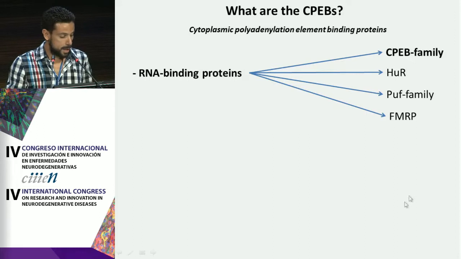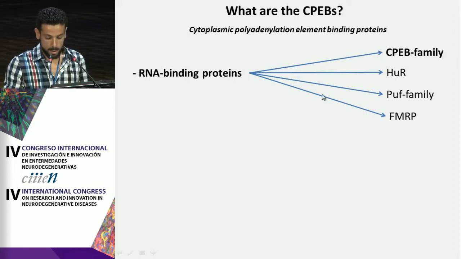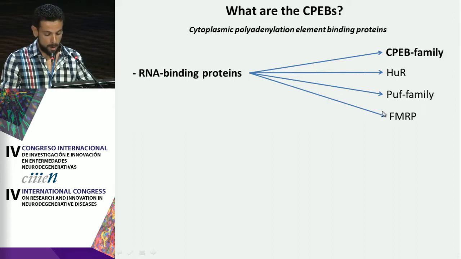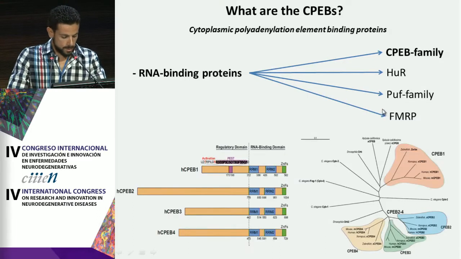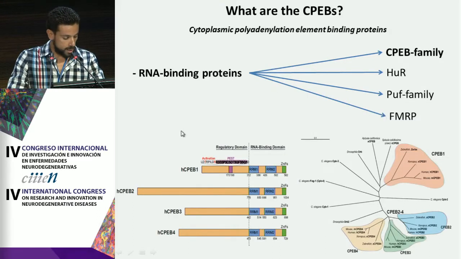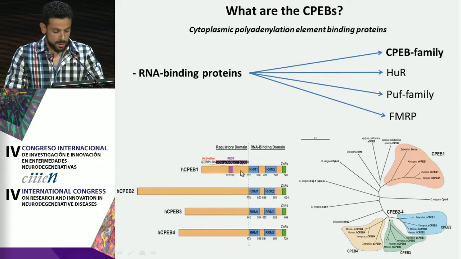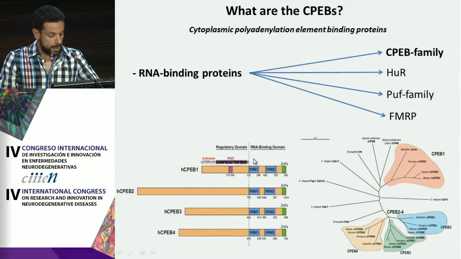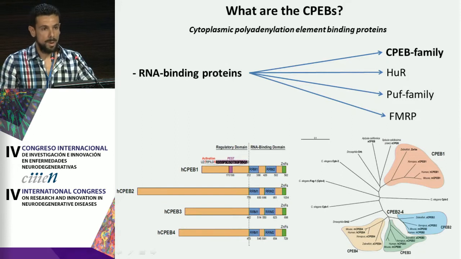CPEBs are RNA binding proteins like the PAF family or FMRP. But CPEB consists of four related proteins, CPEB1, 2, 3, and 4, that share in structure two RNA recognition motifs and one zinc finger motif. CPEB2, 3, and 4 are closely related. However, CPEB1 is the more distant but most studied member of the family.